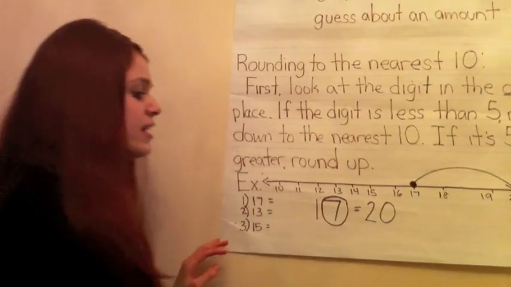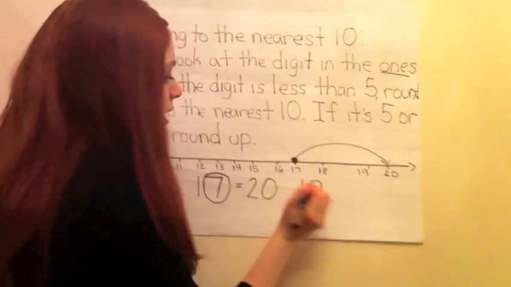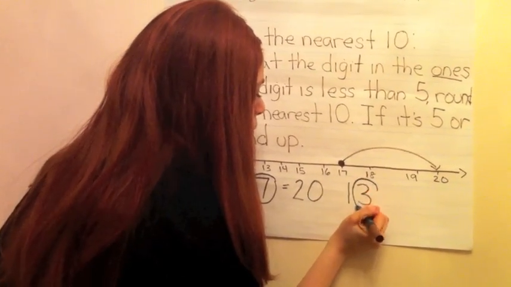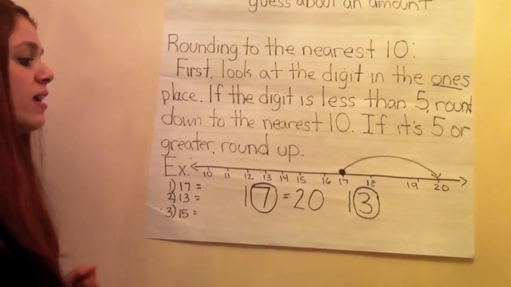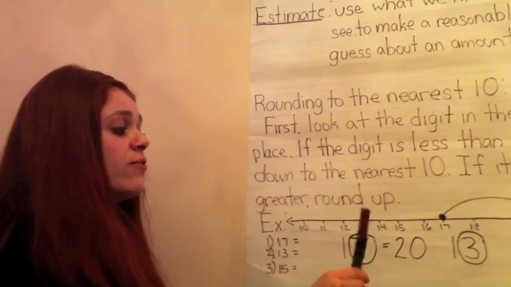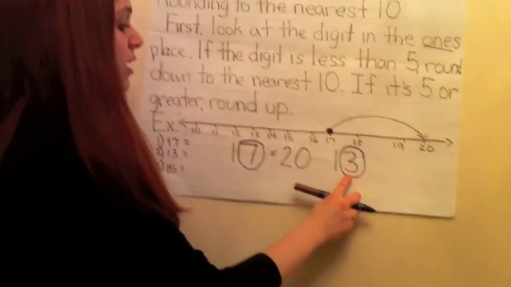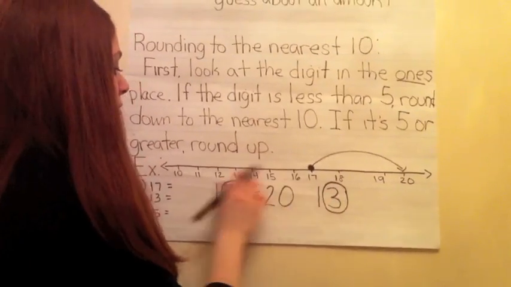Now let's look at the number 13. Again, what's the first thing we're going to do? We are going to circle the number in the ones column. And then we're going to have to see, is this number greater than 5 or less than 5? Now as we know, number 3 is less than 5, which means we are going to round down.